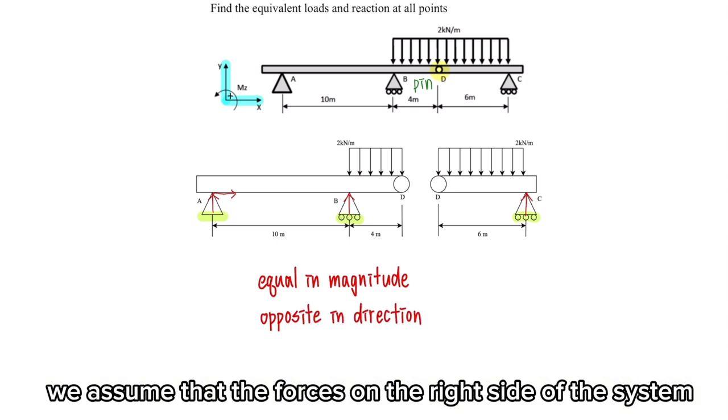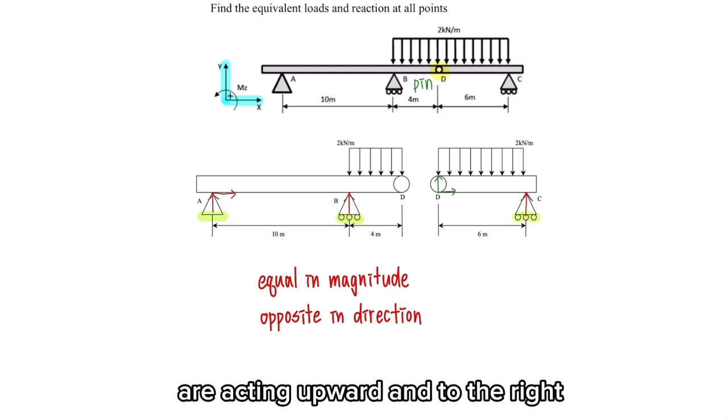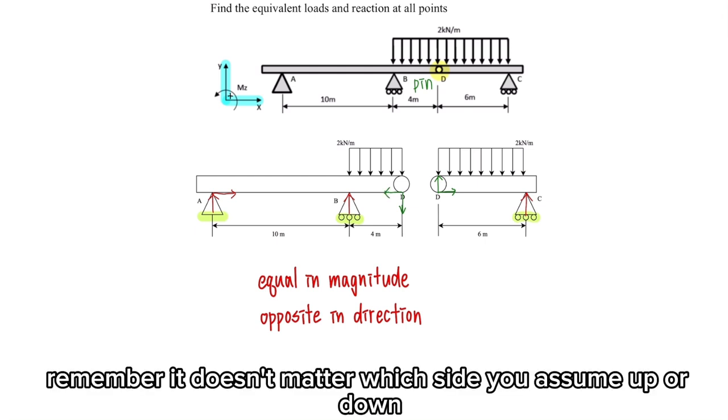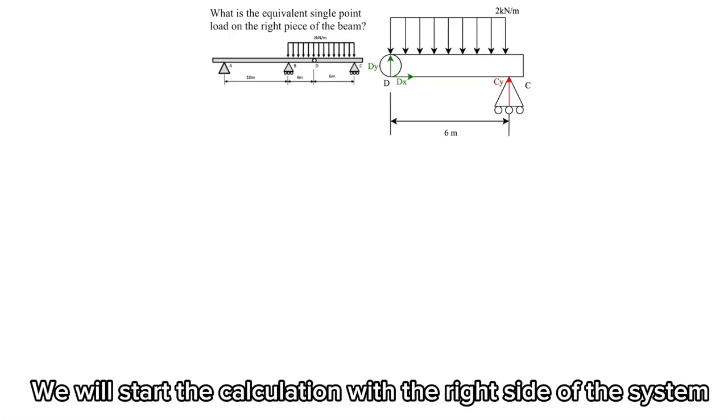We assume that the forces on the right side of the system are acting upward and to the right, while the forces on the left side are acting downward and to the left. Remember, it doesn't matter which side you assume up or down. We will start the calculation with the right side of the system.